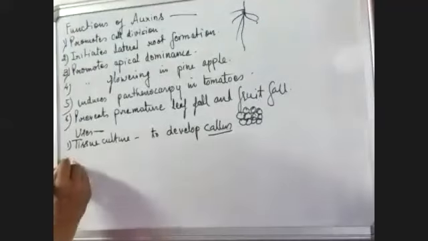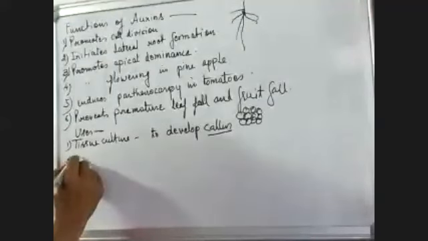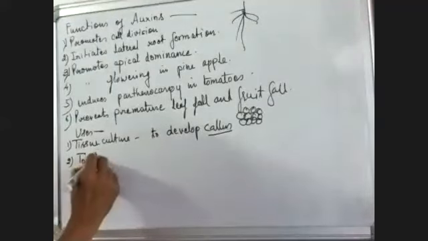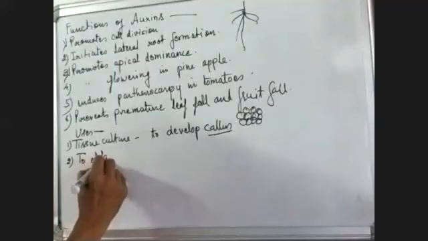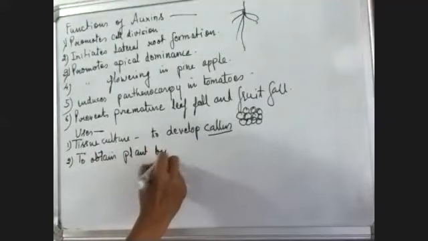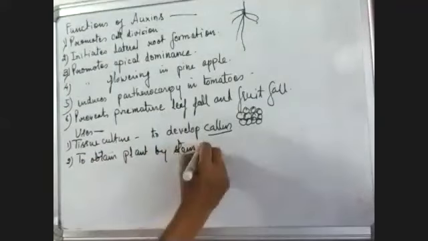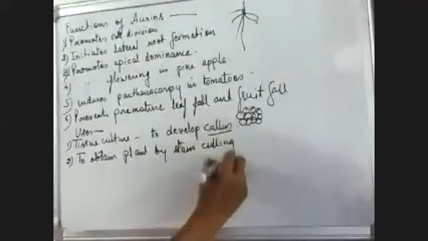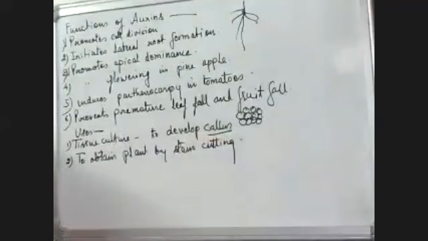At the same time, it is used in stem cutting to obtain plants by stem cutting. To obtain a plant by stem cutting, this is another function of auxins.